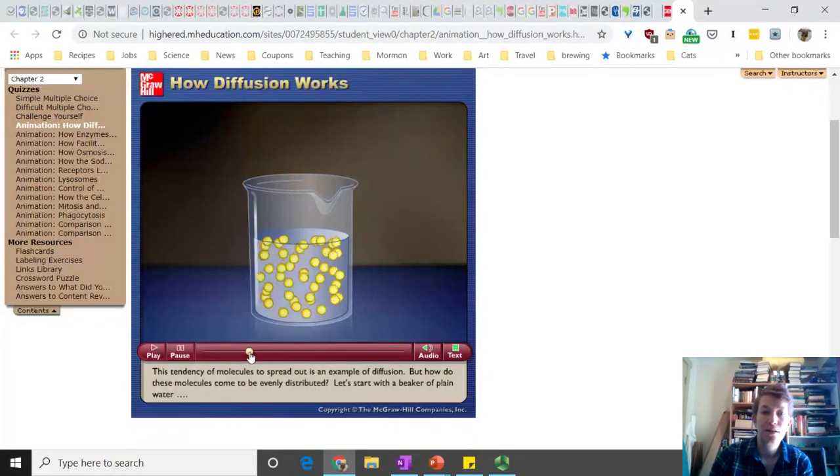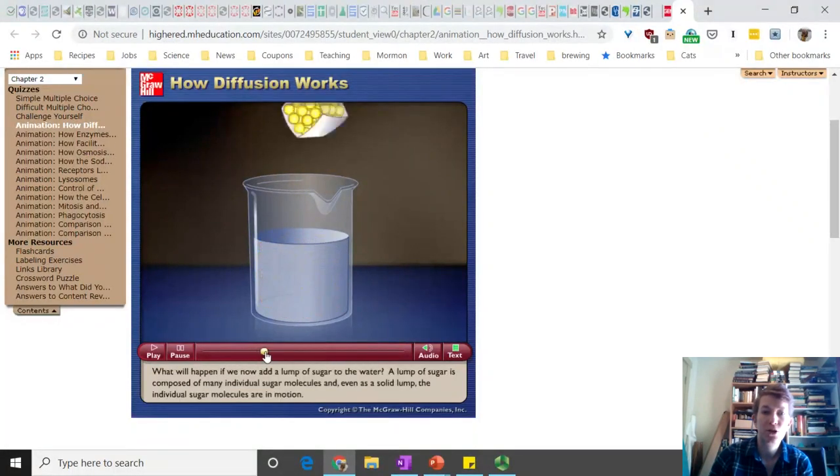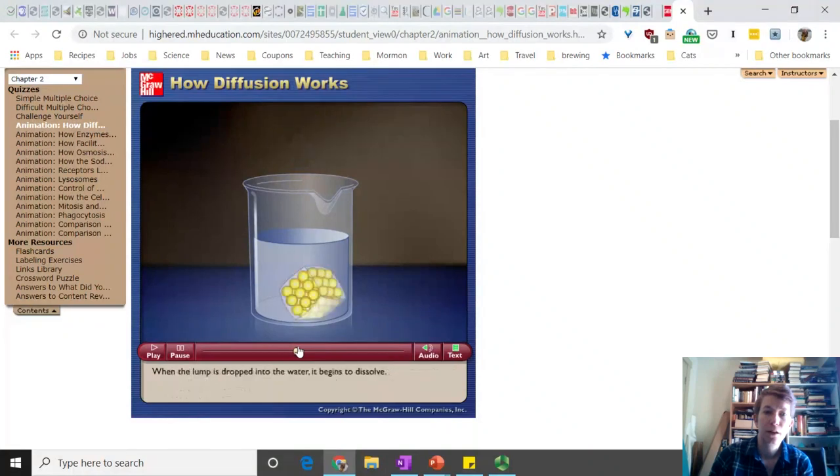And let's say now we want to dissolve some sugar in the water. So here we've got a lump of sugar, and even though that is a solid lump of sugar, the molecules in it are still moving around a little bit. So when we drop it into the water, those molecules are going to start to dissolve.